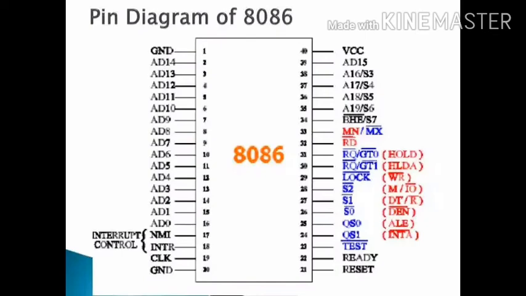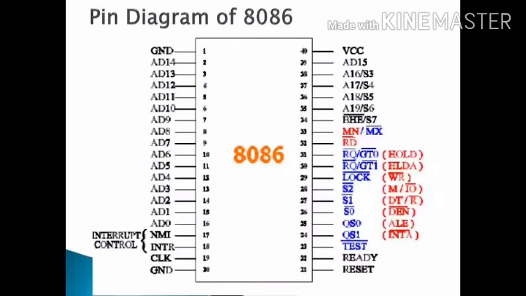Then there would be a hold request, and the microprocessor will send the acknowledge signal on this pin number 30 for acknowledging the hold request it has received for the direct memory access operation. So these are the minimum mode pins which are used in the 8086 microprocessor.